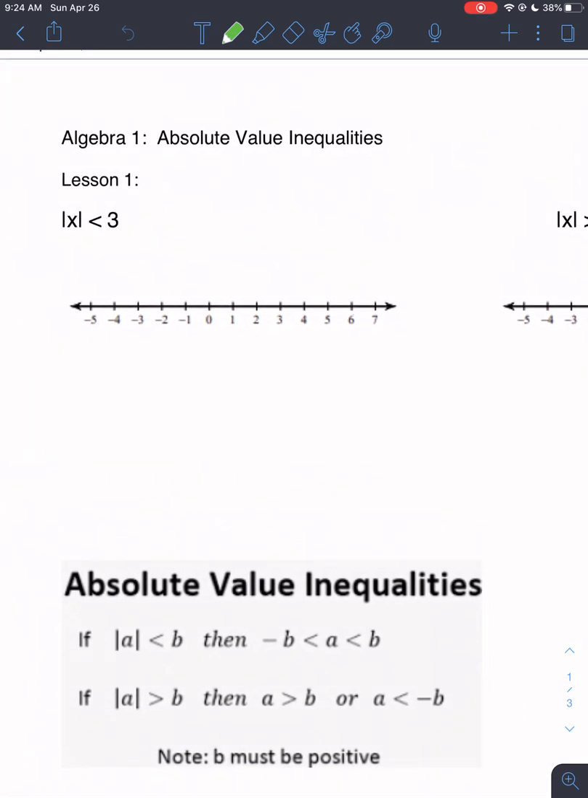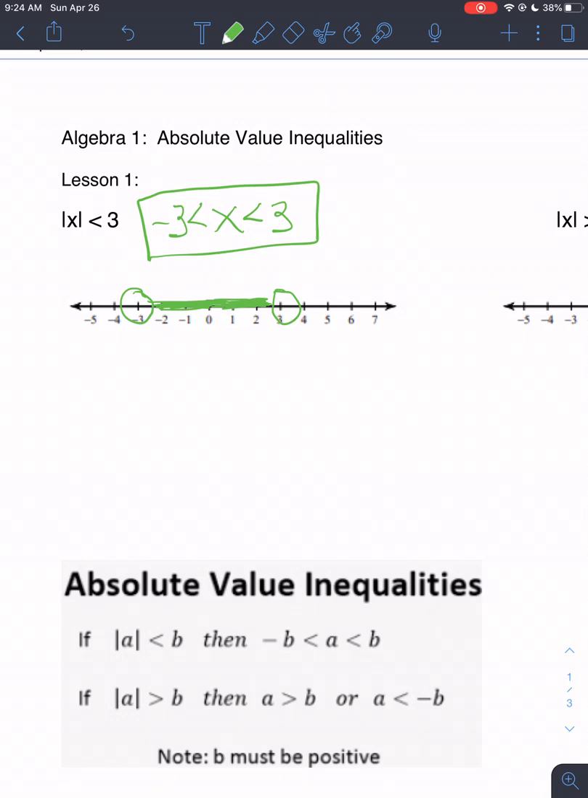So if we have the absolute value of x is less than 3, that means the distance from 0 has to be less than 3. So if we look at positive 3, we would put an open circle on 3 and go to 0. That would be less than 3 units. But remember, absolute value, if you take the absolute value of negative 3, it's also 3 units from 0. So the solution to this one would be x has to be more than negative 3 and less than positive 3. They're both 3 units from 0.